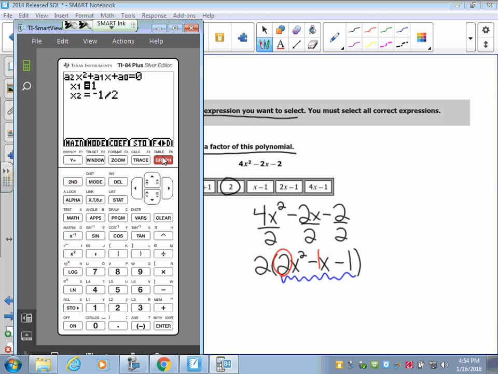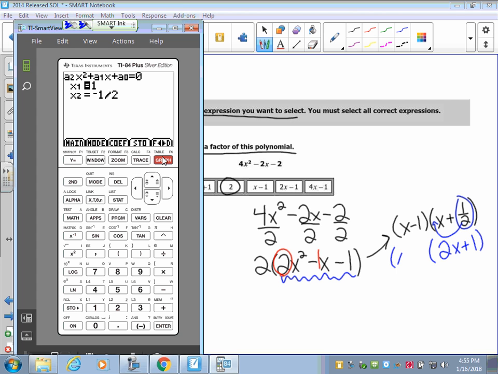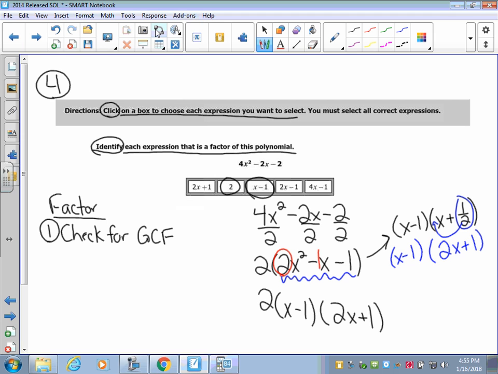Remember, whenever we factor, we have to flip the sign. So it's x minus 1, and we should have x plus 1/2. One other thing to remember is that we shouldn't have a fraction here. To avoid the fraction, we put that 2 out in front. So this is going to be 2x plus 1, and the other factor is x minus 1. So the three factors I should have are 2, which I already selected, x minus 1, which is right there, and 2x plus 1, which is this first one. So that should be my answer.